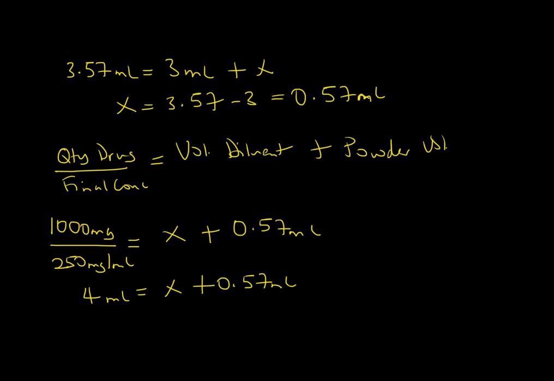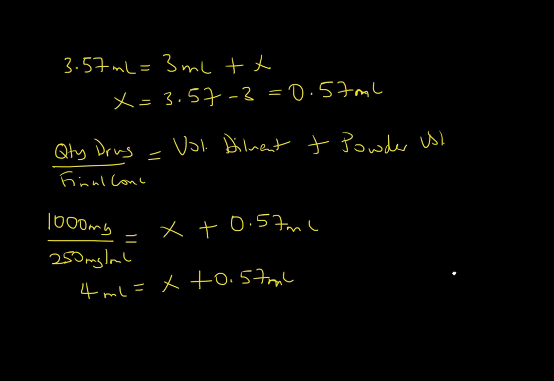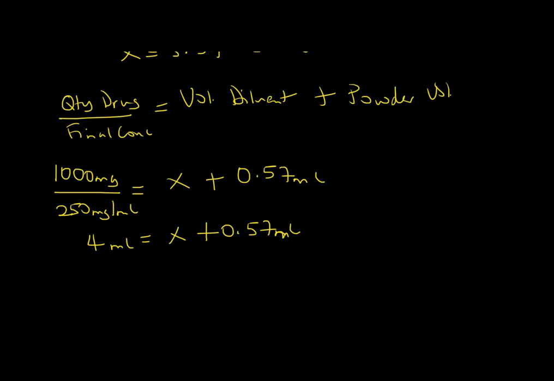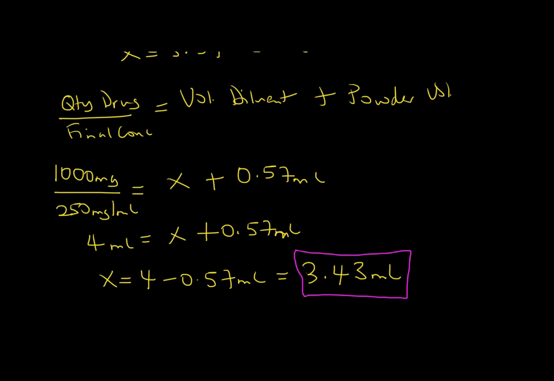Okay? So we can now solve for the new volume, which would be x equals 4 minus 0.57 ml, and that will be equal to 3.43 milliliters. All right, so the volume of diluent is going to be 3.43, and if we compare it to the original volume, it's higher, and we expect that we will need more diluent to have a lower concentration.